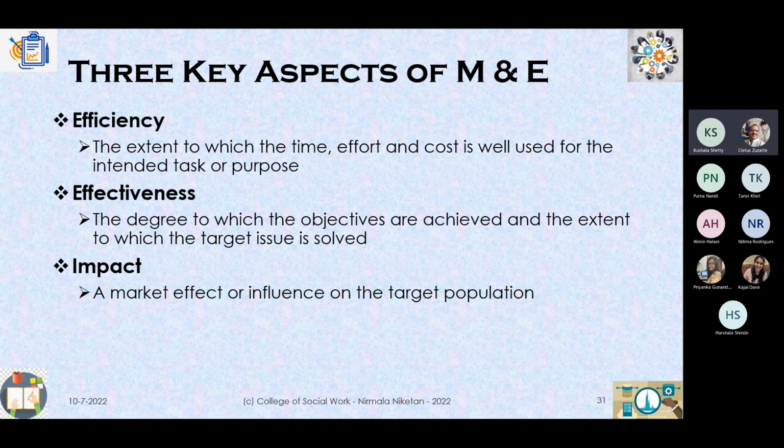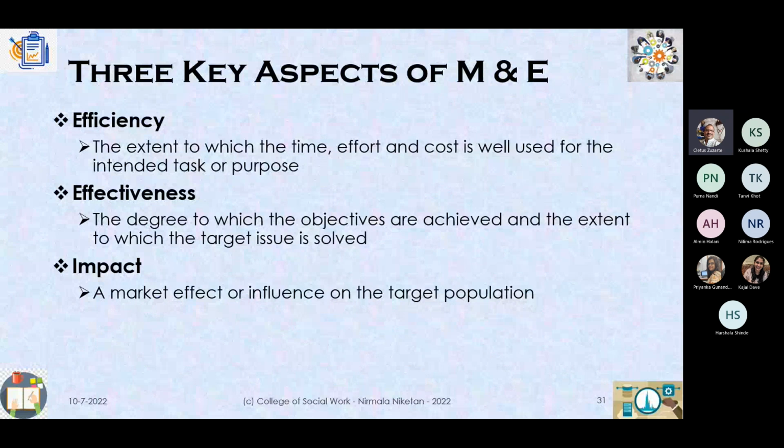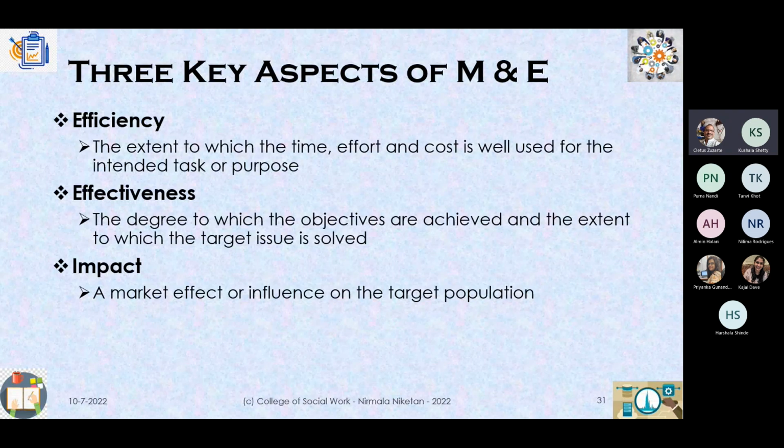Effectiveness would look at how the objectives have been achieved. You will look at the formation of these SHGs and ask, have these women been mobilized well? Have these women actually understood the concept of SHGs? Have these women actually understood financial planning, financial management? Those would be some of the outcomes that you would be looking at.